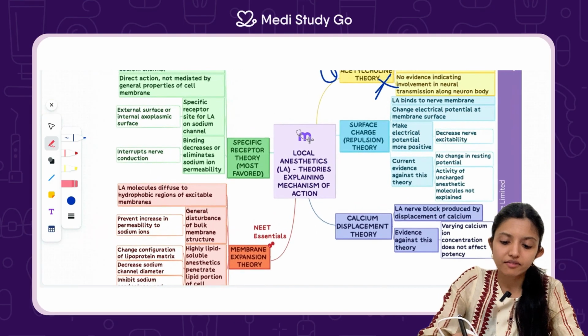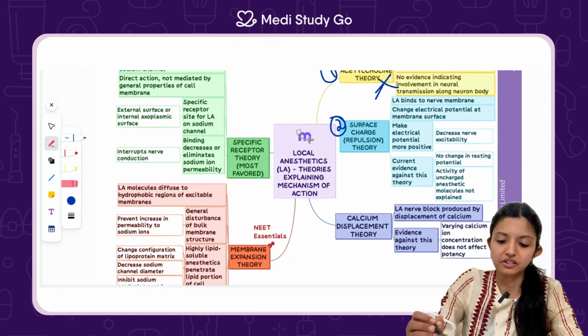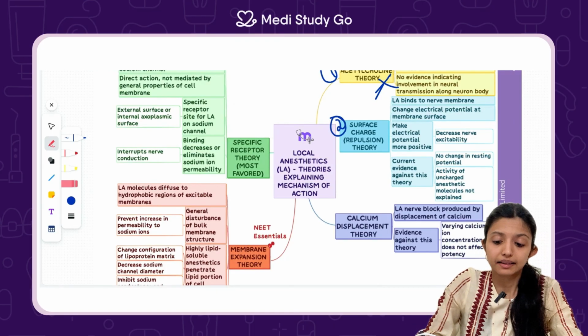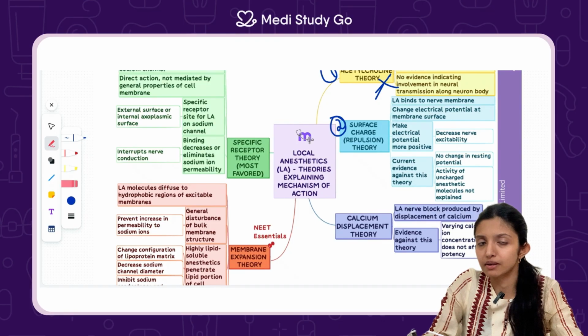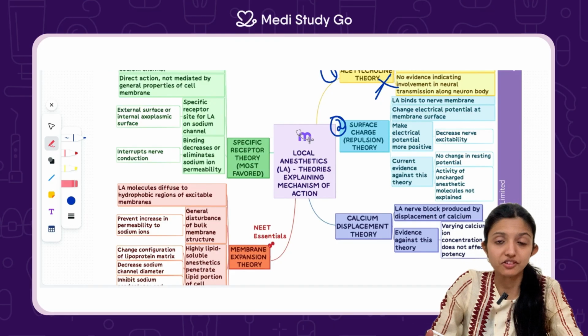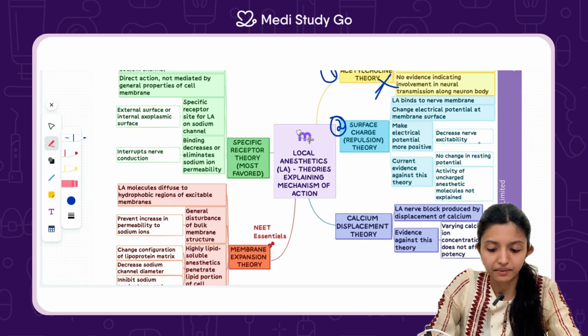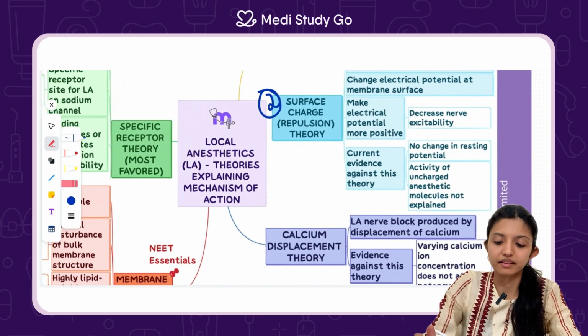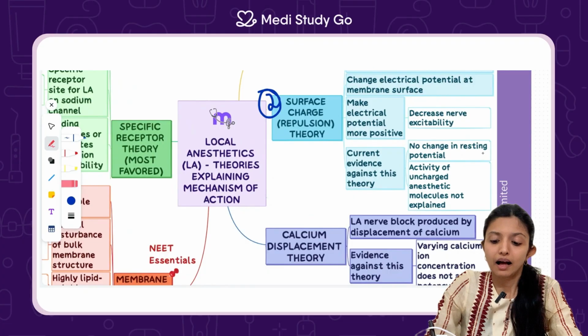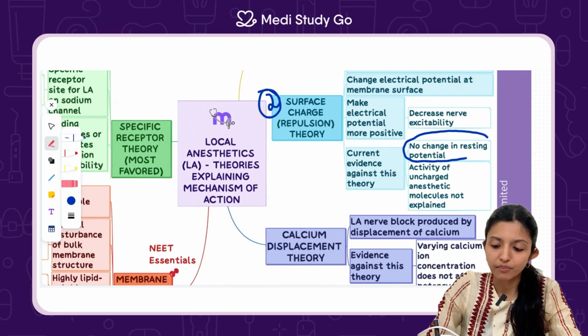Coming to the next, we had the surface charge repulsion theory, which said that LA binds to the nerve membrane and changes the electrical potential at the membrane surface, somewhat similar to what we have just understood. So it makes the electrical potential more positive, and it decreases nerve excitability. Yes, this is what happens, but recently there has been some evidence against this theory which says that there is no change in the resting potential.